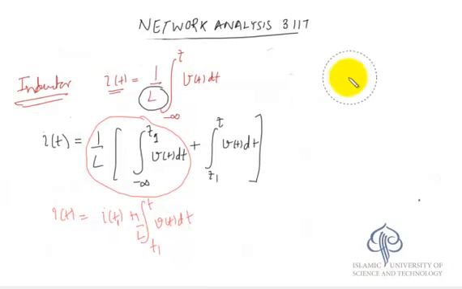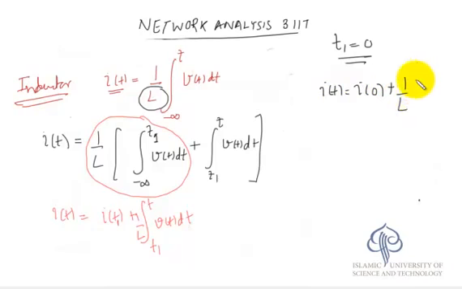And then you have seen another form of this equation when t1 is equal to 0. For t1 equal to 0, you have written it as I0 plus 1 by L, integral from 0 to t of Vt dt. So this is another way of writing the same thing.